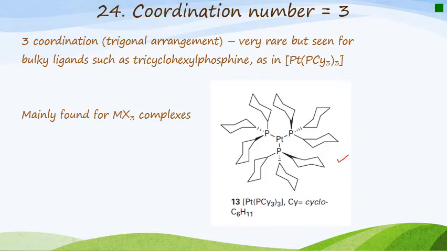This is actually the ligand group. Let me just draw around it for you so you can see that is the ligand. You can see it is tricyclohexyl. These are the cyclohexyl groups over here, over here, and obviously on the other side as well. They are exceptionally bulky ligands, and generally you would find that most of the MX3 complexes would have this type of trigonal arrangement.